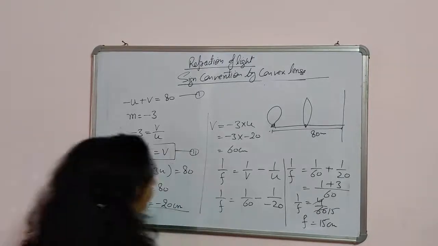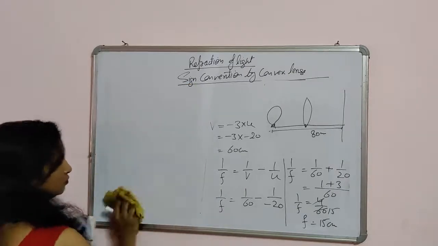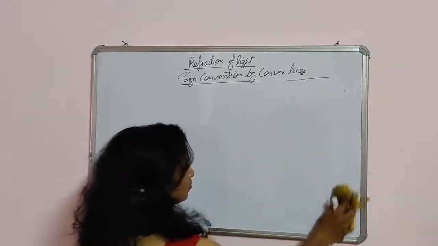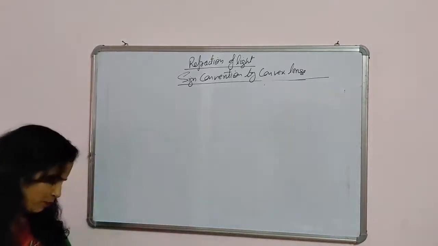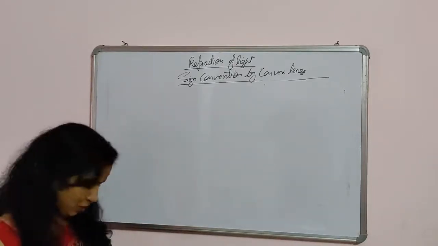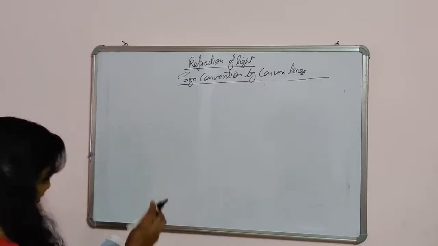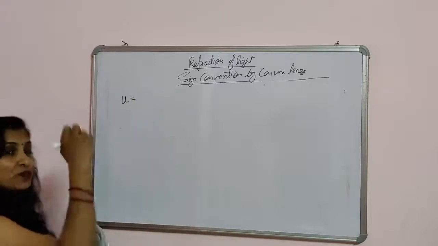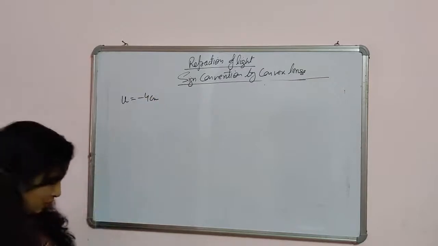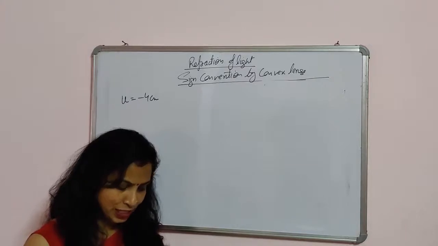Now, one more example. I am taking a simple example. This is question number 25 of your worksheet. An object is placed 4 cm in front of the converging lens. So again, this is the distance of the object from the lens. It is 4 and we represent it by a negative sign, minus 4 cm, in front of the converging lens. It produces a real image 12 cm from the lens.